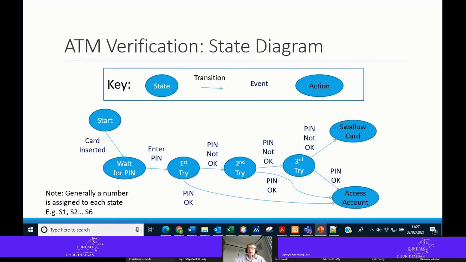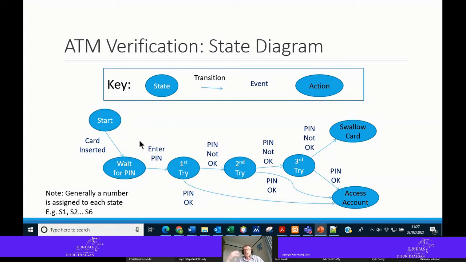Looking at this here, one method is to go with the correct PIN. So you go here, first try, bang. The second one is to go with an incorrect PIN 3 times. So it goes 1, 2, 3, and then swallow card. So every state has actually been transitioned there in both these cases.